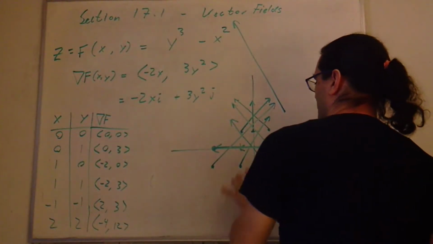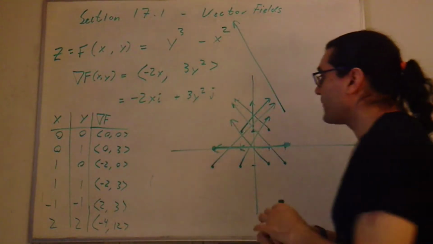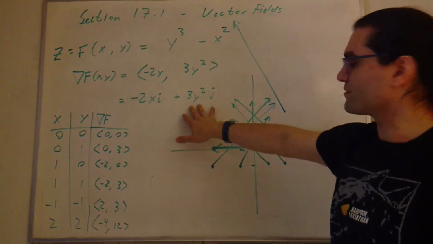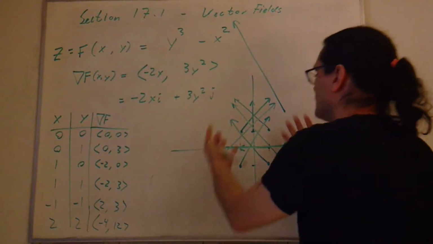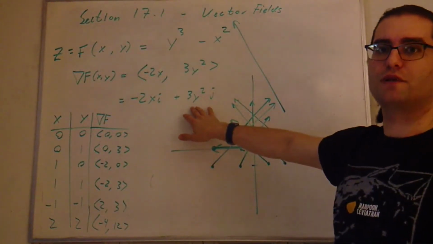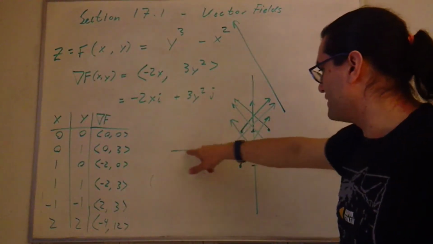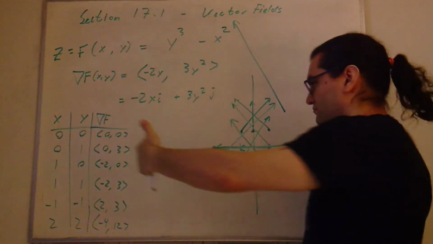I feel like at some point I'm just making a mess of this. Things crisscross. This 3y squared piece means that these vectors are always going to be pointing up-ish. This j component can never be negative. So on the x-axis, the j component is 0. All those vectors are horizontal. They all point inwards.